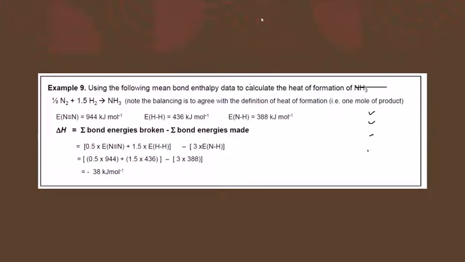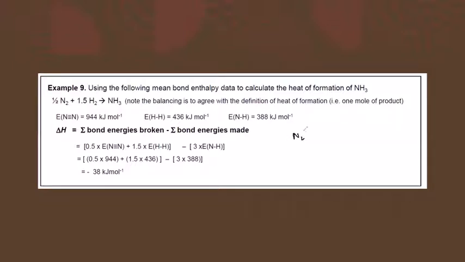So, example: use the following mean bond enthalpy data to calculate the enthalpy change of formation of ammonia. In the Haber process, nitrogen reacts with hydrogen, which results in the formation of ammonia. When 1 mole of a compound is formed from its elements, we call that the enthalpy change of formation.